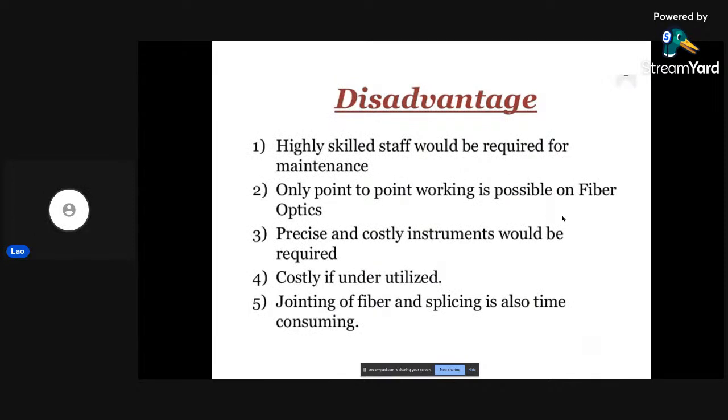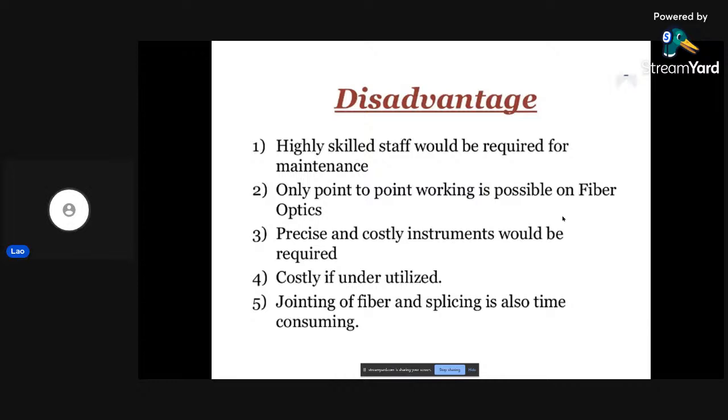So when it comes to disadvantage naman, number one, highly skilled staff would be required for maintenance. Bakit nasasabi yun? Di ba tayo usually pagka gumamit tayo ng copper wire because we are knowledgeable enough when it comes to negative and positive, pag nagko-connect siya, kayang-kaya natin siya. While if you're going to use the fiber optics, you are not allowed to fix that kasi napaka-sensitive kasi niya eh. So, hindi siya basta-basta talaga yung gusto mo lang, no. Actually, I tried, but nasira lang talaga siya.